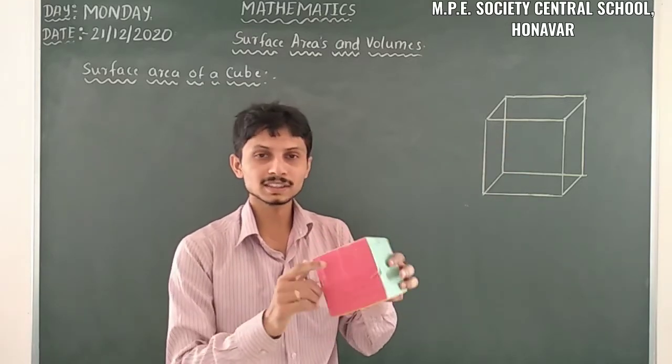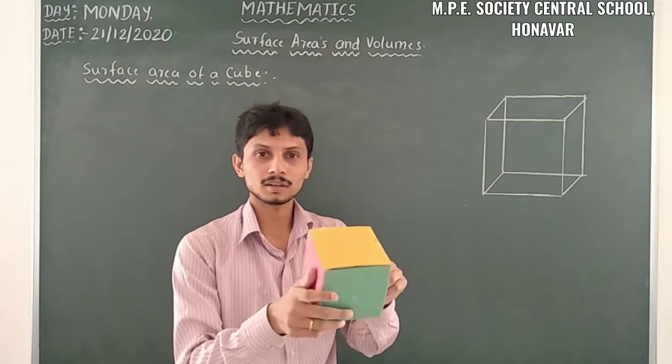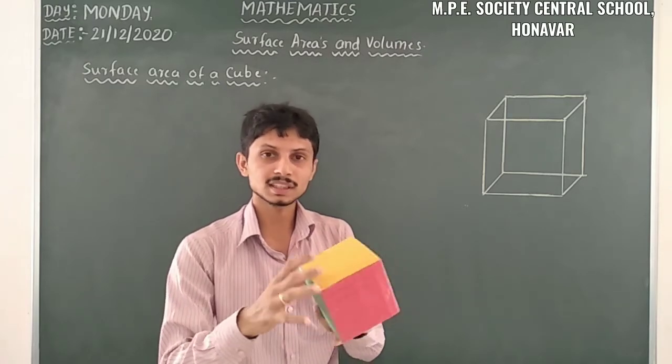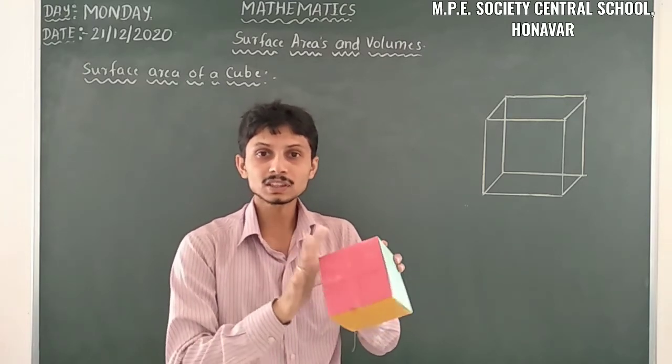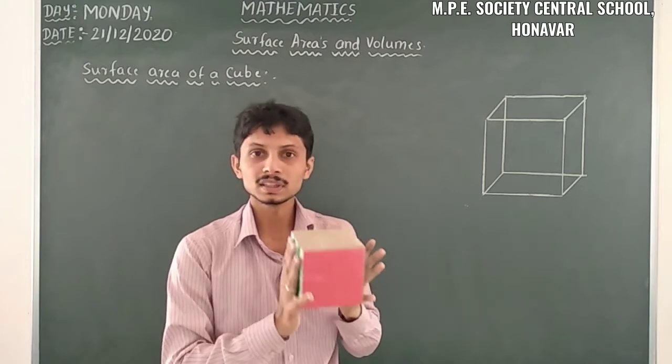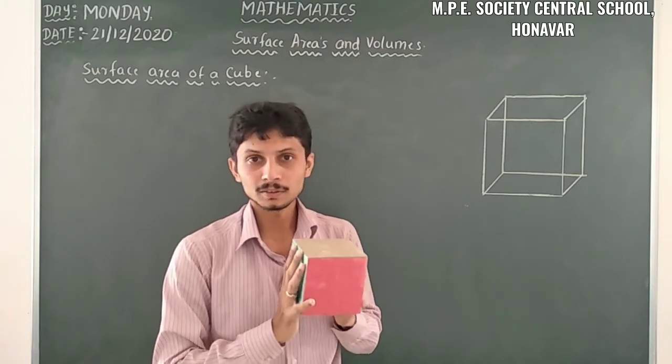So we have the 6 faces here. All are in different colors. Just observe here, these are having 6 faces. This is a cube. The type of a cube, it is having 6 faces.